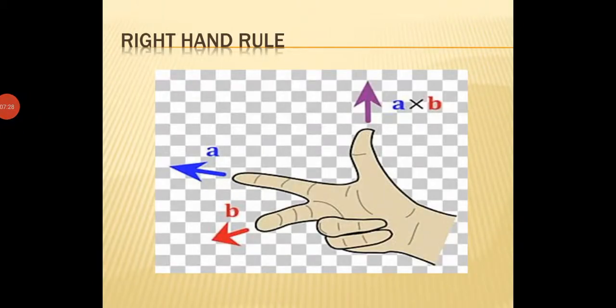Now for the direction, that is the unit vector n, we will use the right hand rule here. If the first finger shows the direction of A, and the second finger or the middle finger shows the direction of B, then thumb will be the direction of A cross B.